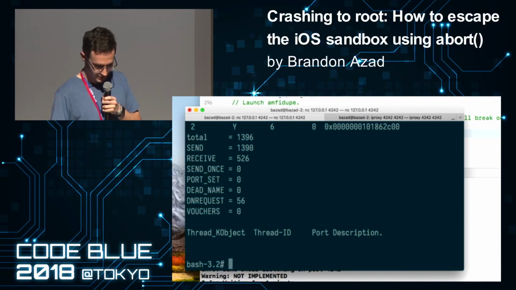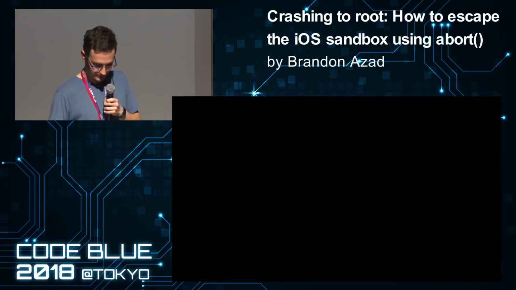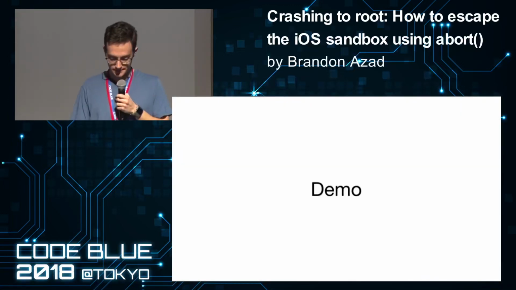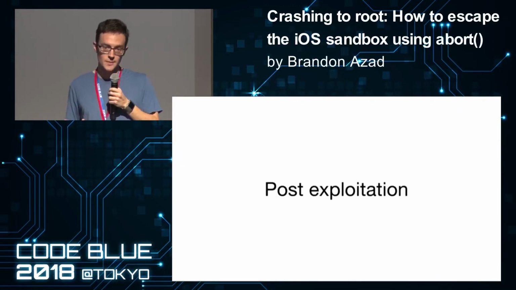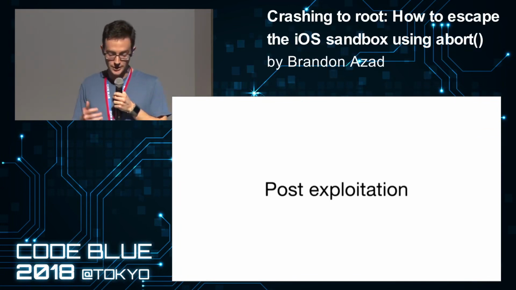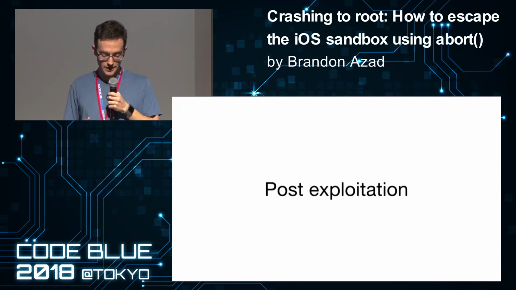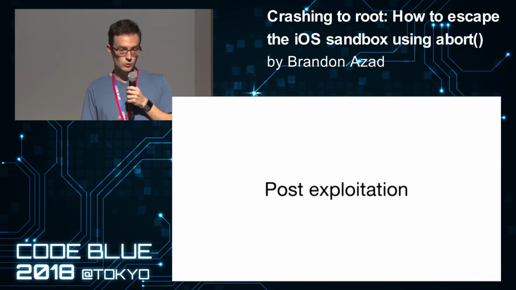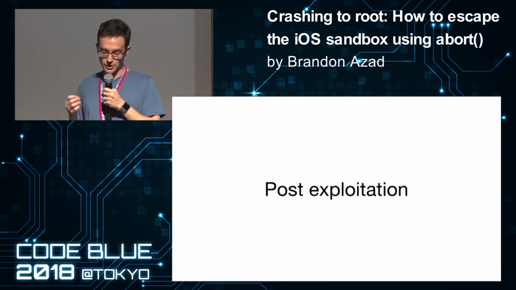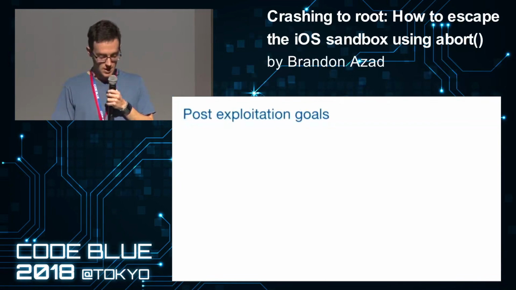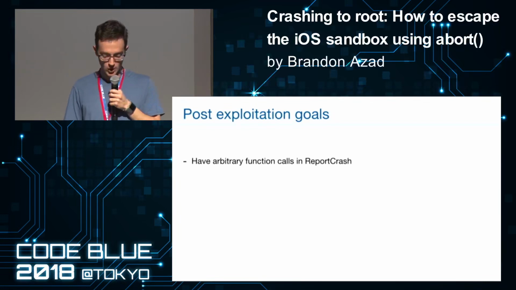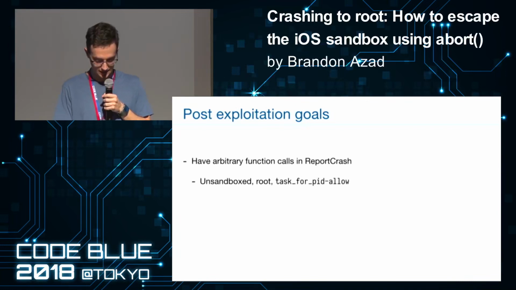Yeah, so let's go back to the presentation. All right, yeah, thank you. So let's talk about post-exploitation now. We've already touched on this a little bit in the walkthrough and the demo, but this is basically how I go from having reportcrash's task port to actually achieving our objectives. So using our code execution library, we have the ability to perform arbitrary function calls inside reportcrash, which again is unsandboxed, root, and task_for_pid allow.